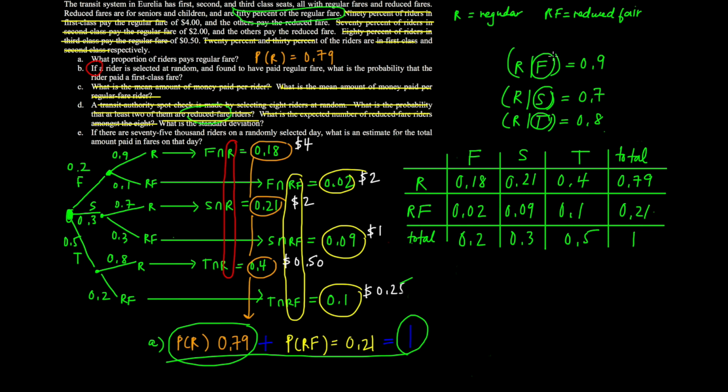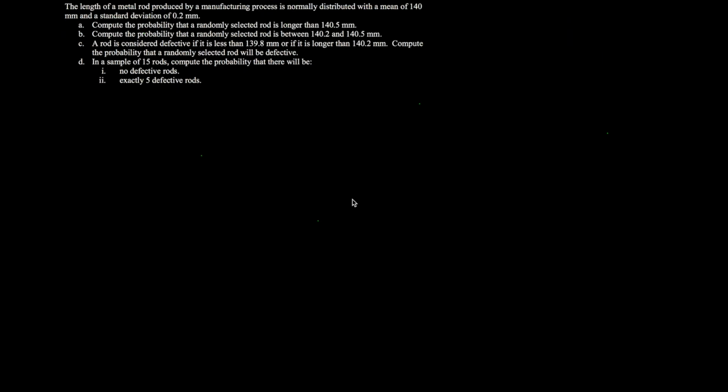So f given r is not the same thing as r given f, because the condition is going to be in the denominator, right? Alrighty, so now we're going to move on to 2 continuous probability problems, and that will conclude our part 2 review for the midterm problems.